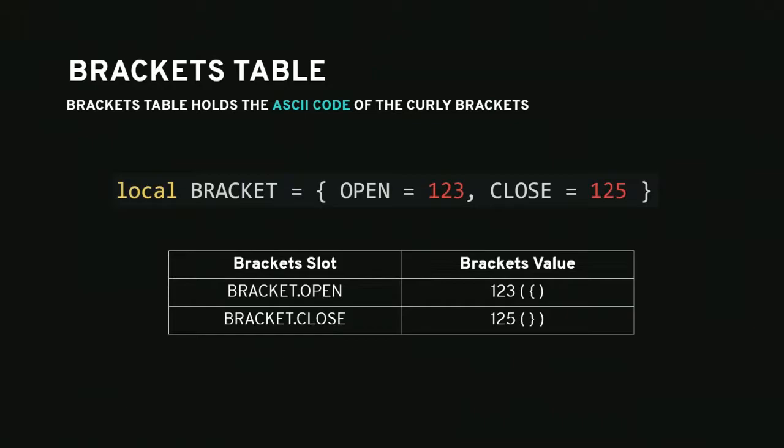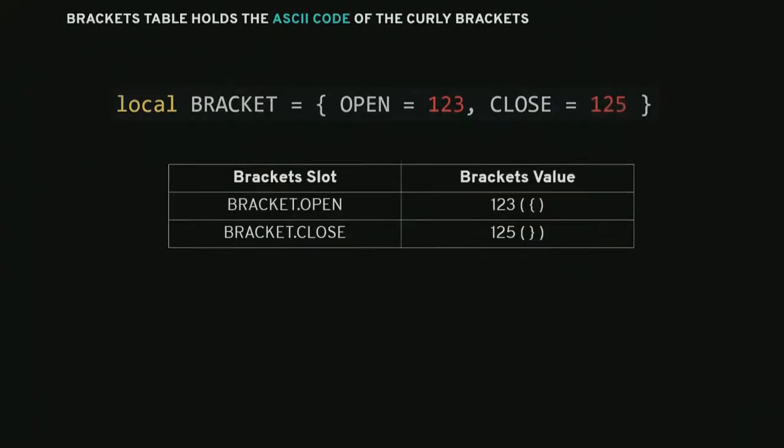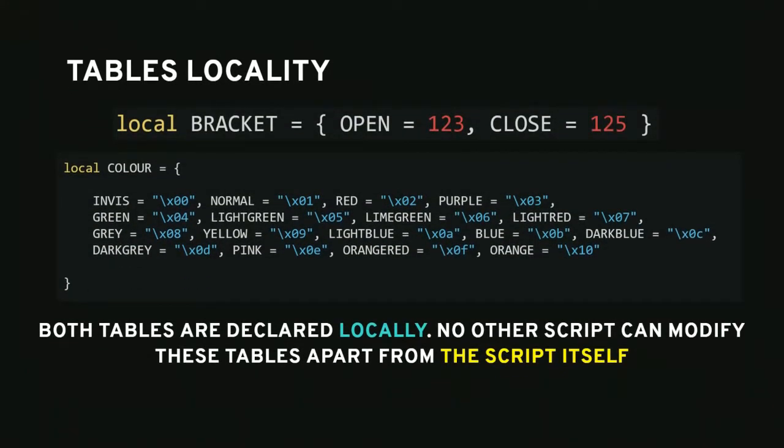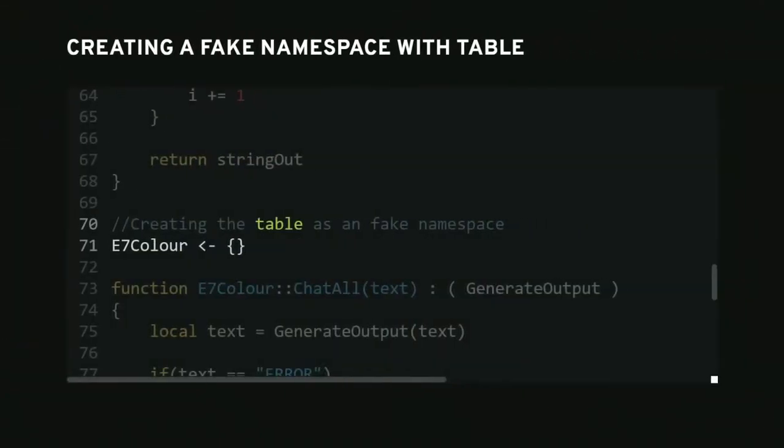We have another local table called bracket, which contains the ASCII code number of the open and the closing curly bracket. This will come in handy in the algorithm to parse the brackets. Notice both tables are declared locally, which means no other scripts can use them. Before we step through our parser, let's look at line 71, where we implement a fake namespace by using the global table. This is to prevent naming convention errors once other people start to use the script. This comes in handy later on.